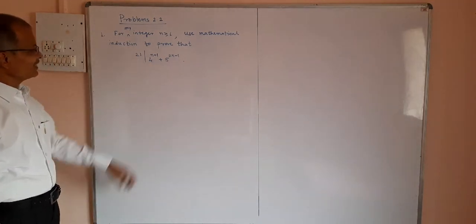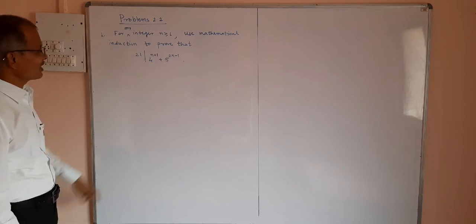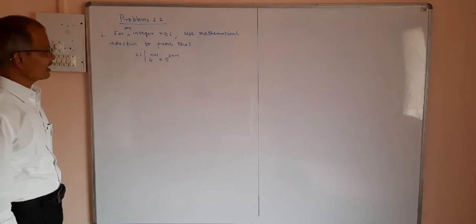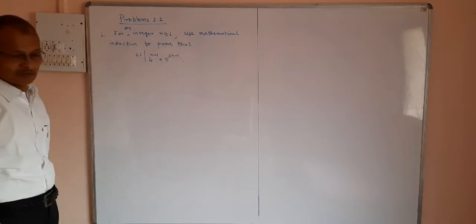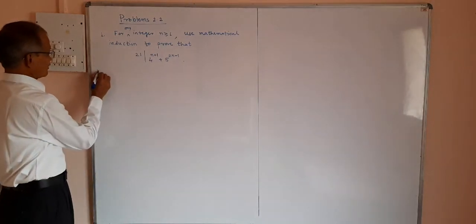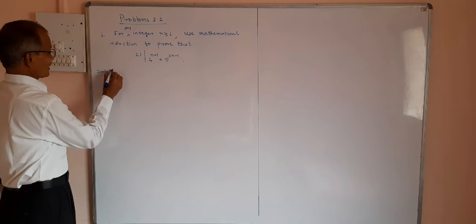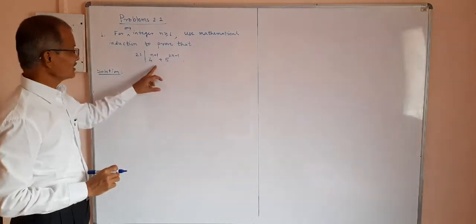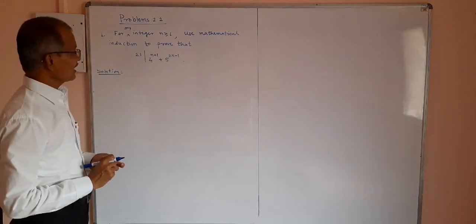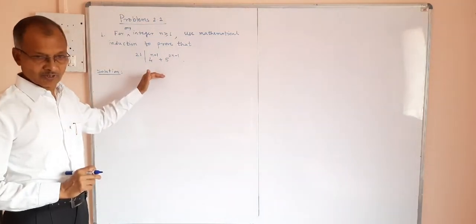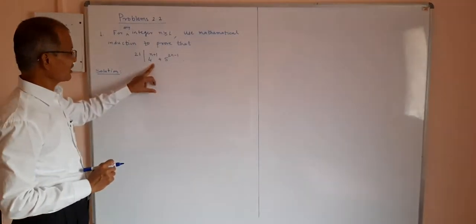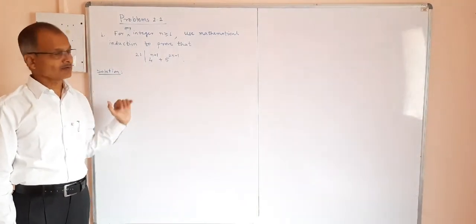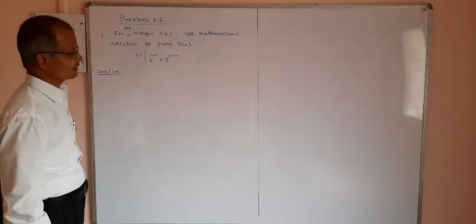Now you consider any integer n greater than or equal to 1, the smallest will be 1, and then this result can be verified for n is equal to 2, etc. We shall use the method of mathematical induction to prove this result. Now, solution. We know what is the method of mathematical induction. There are two steps. Prove this result for n is equal to 1, and the second step is to assume the result is true for n is equal to m, and then prove the result is true for n is equal to m plus 1. Then that result will be true for all values of n, positive integers.